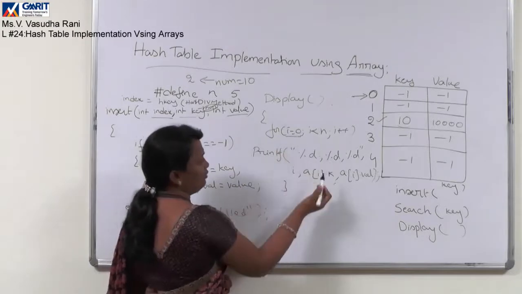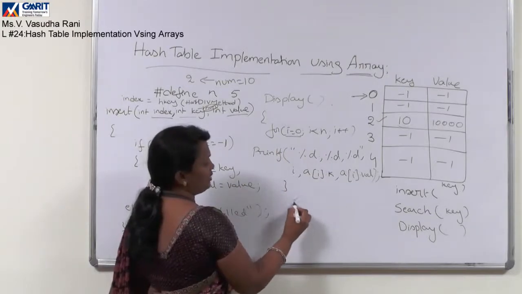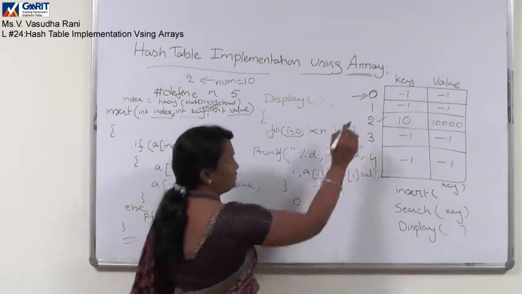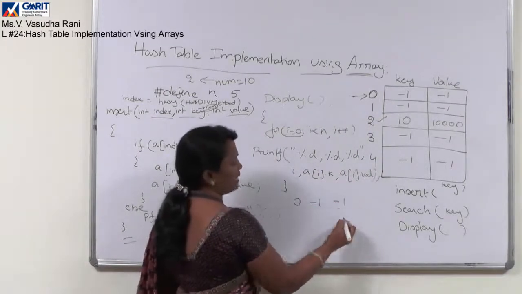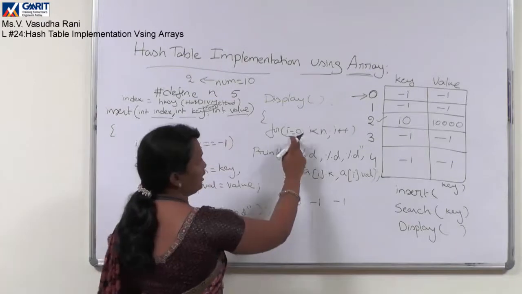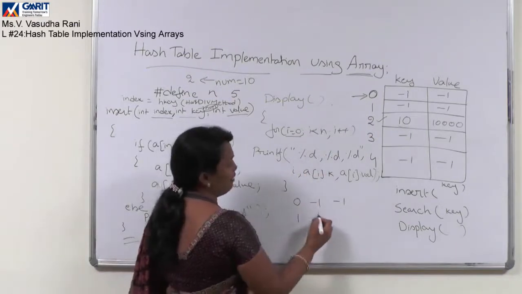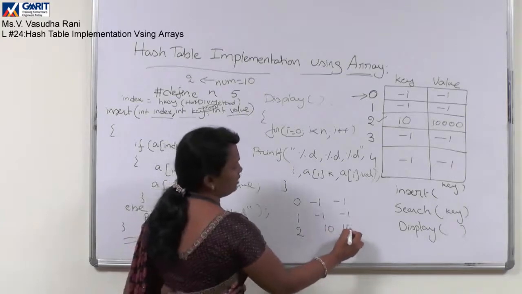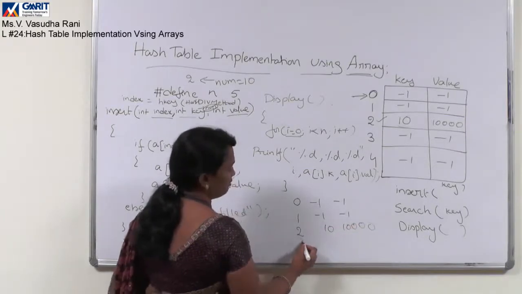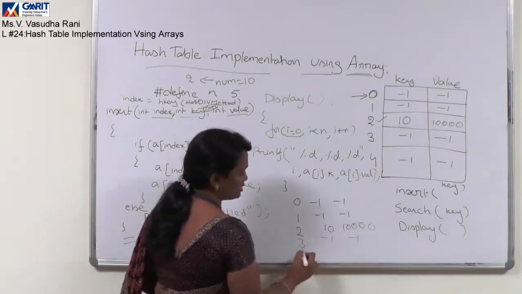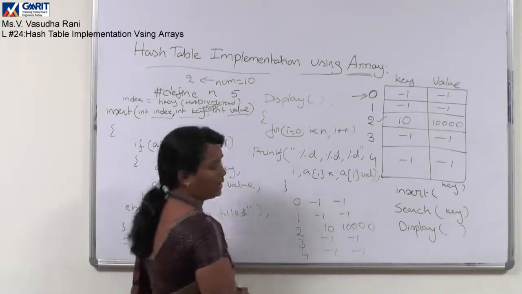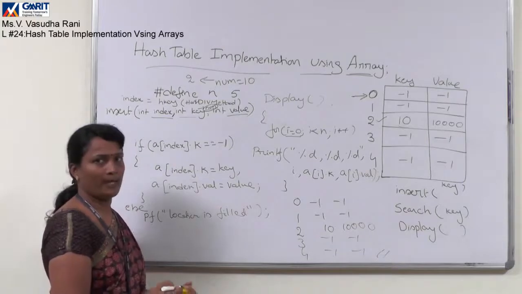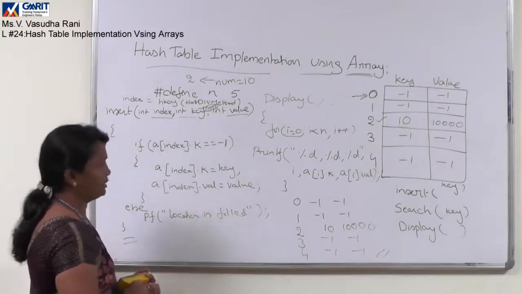When I is 0, it will display 0, A of 0 dot k, which refers to the key, it is -1. Then for 1 it is 1, -1. For 2 it is 2, 10, 10,000. 3, -1. 4, -1. This is how we have to display your hash table information.